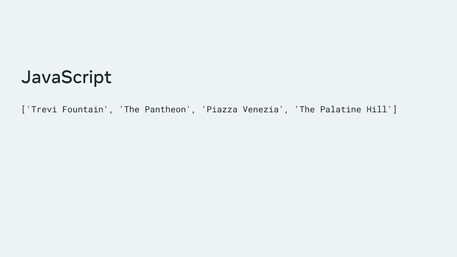If I inspect second visit, an array of the 4 remaining attractions, Trevi Fountain, the Pantheon, Piazza Venezia, and the Palatine Hill, are all saved as string primitives. The rest operator, therefore, gives us what is left over of the source array as a separate subarray.